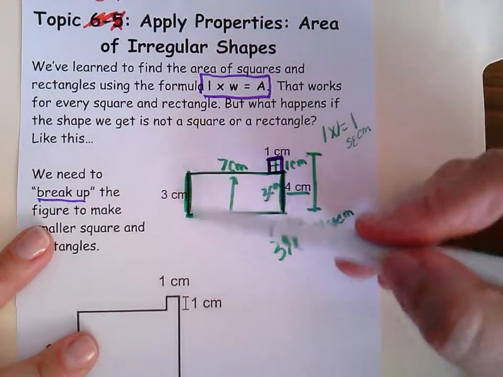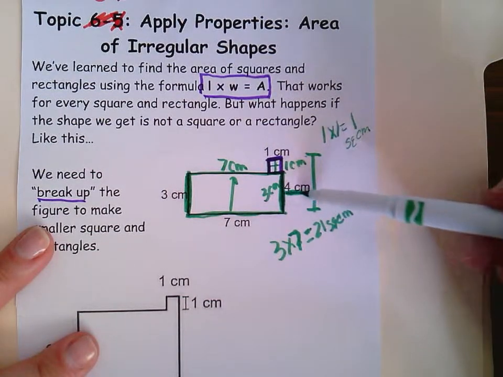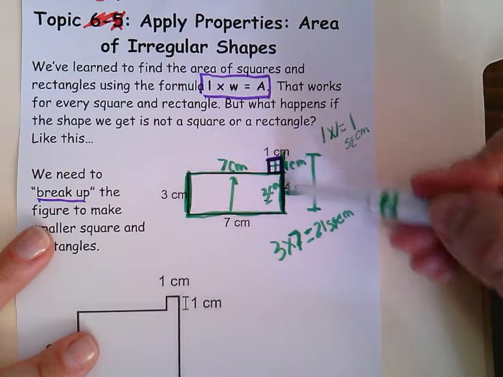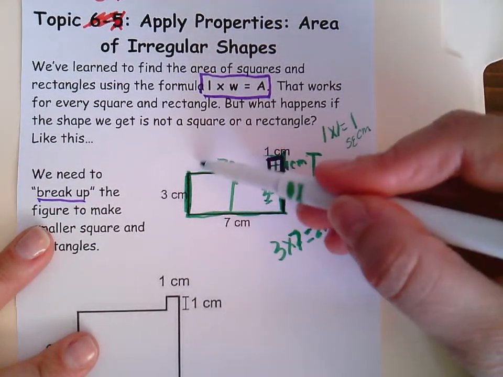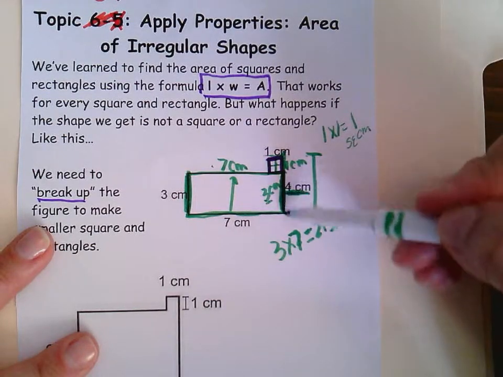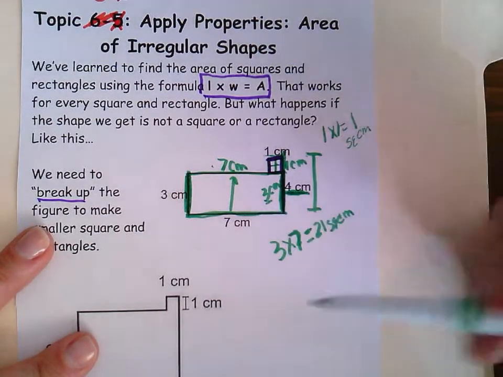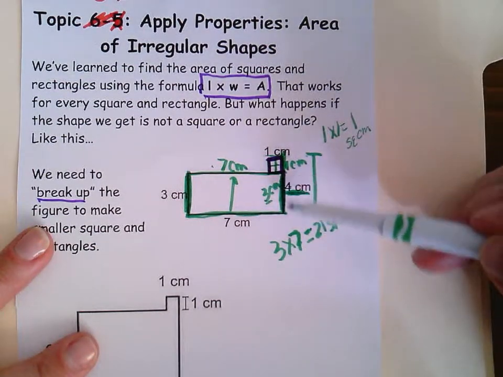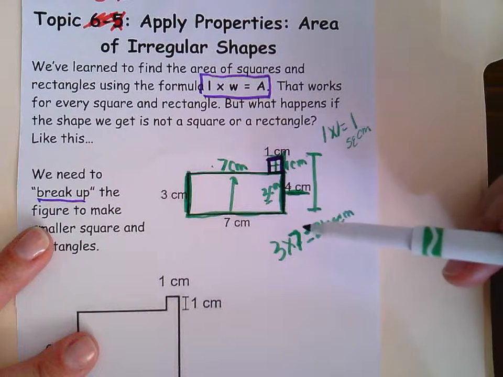Now, I want to be careful when I'm doing this that I don't use this 4 here and do 4 times 7, because that would be giving me this entire length and width, which is all this empty space up here. That's not what I want. This piece that I want is only 3 centimeters. And that's something that throughout this unit, we're going to have to be really careful with, that we're using just the pieces we need, nothing more, nothing less.